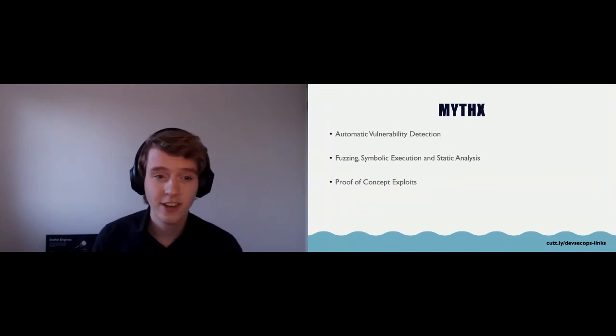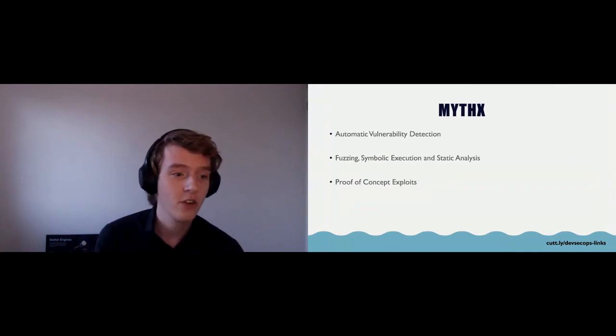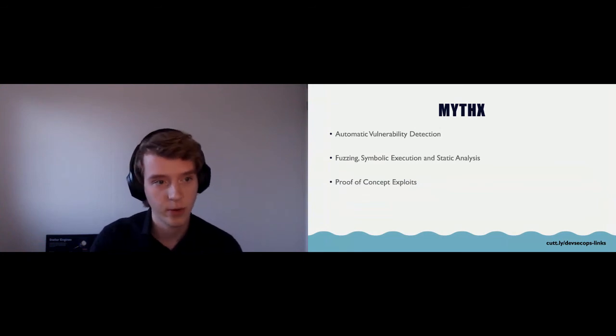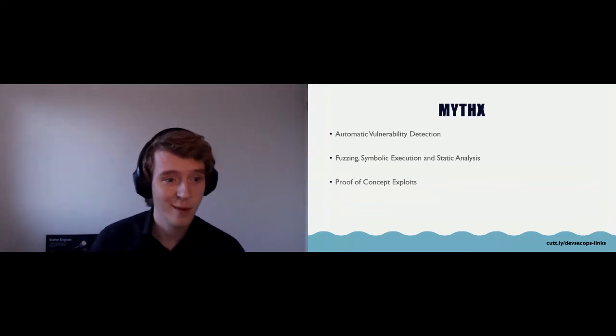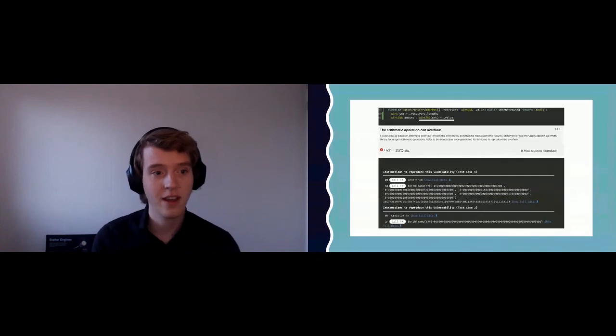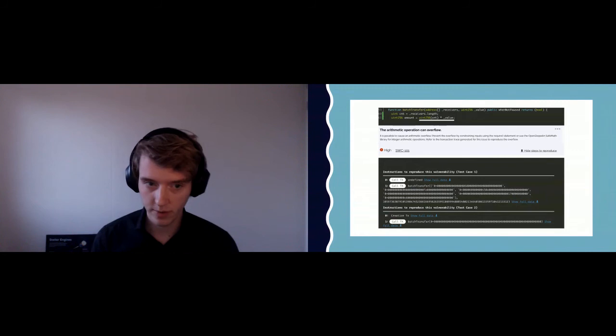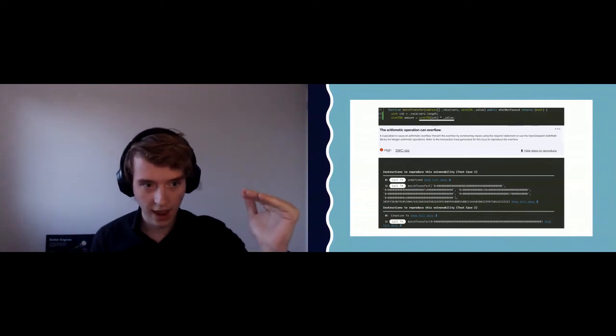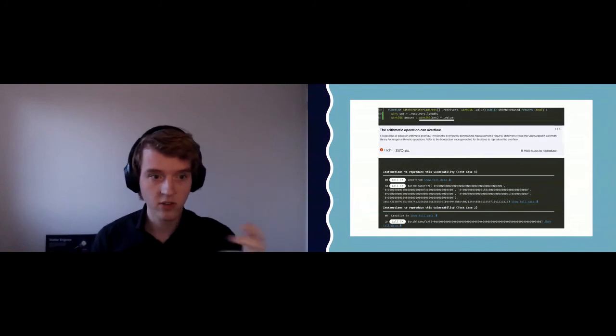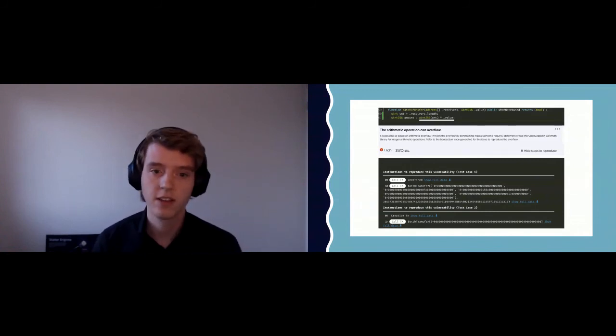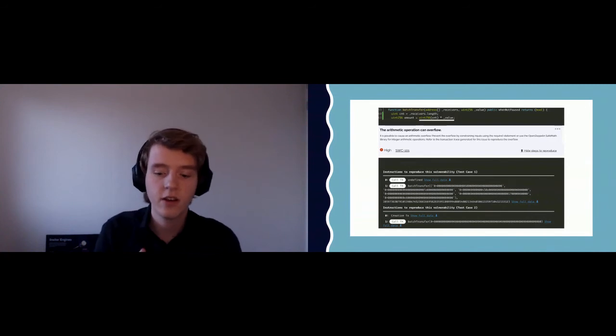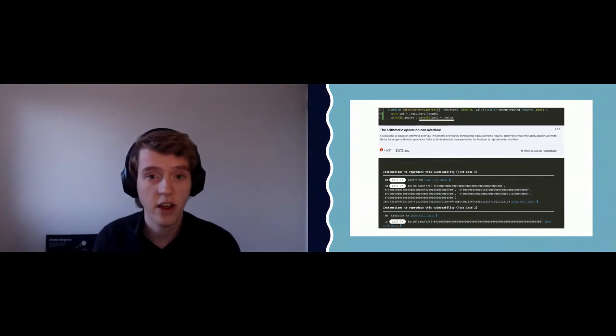Finally, using a tool like MythX, you can even generate proof of concept exploits. Here's an example of the batch overflow bug in the BEC token contract, which was found a while back. And you see how MythX was able to find the vulnerability, but also report a transaction trace, namely concrete transactions that trigger the vulnerability. This can be super helpful because you can easily triage and replicate a vulnerability.